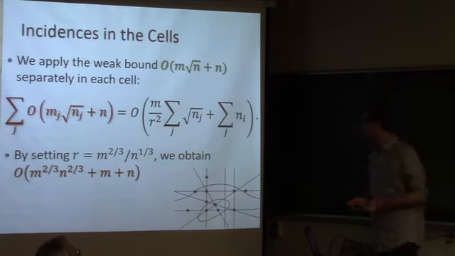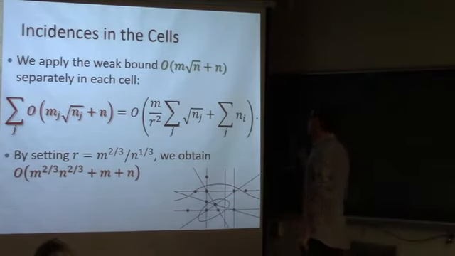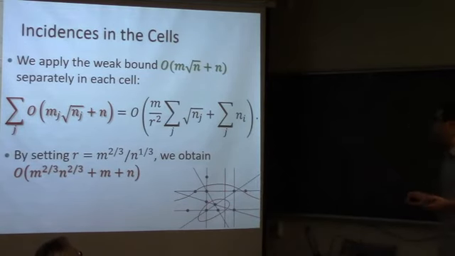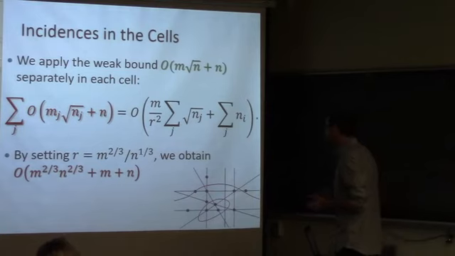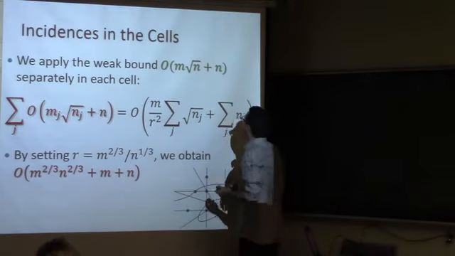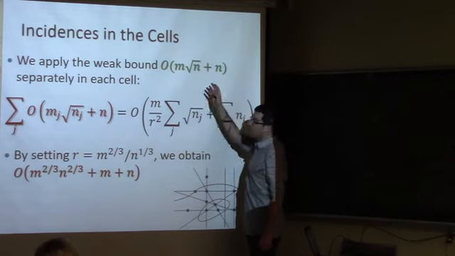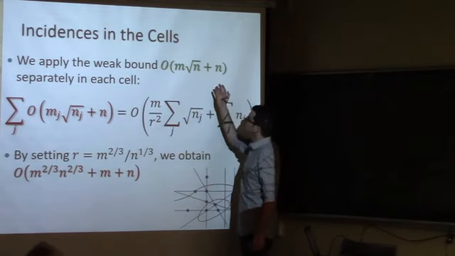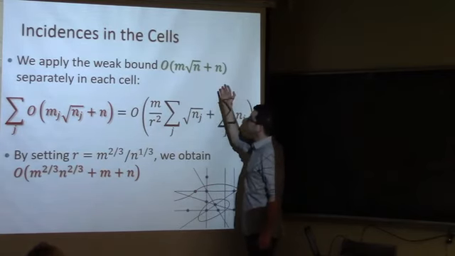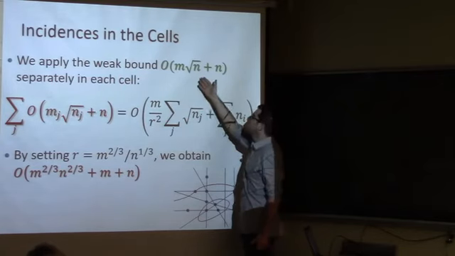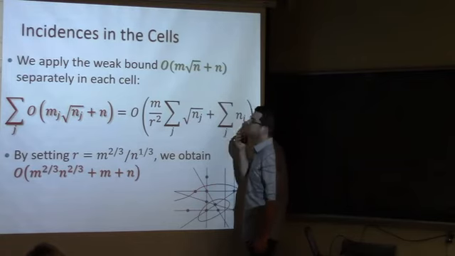Now, it might look weird. Why would applying the weak bound separately in each cell help us in any way? I don't have a lot of time to talk about it, but here's a 30-second intuition. So we have this weak bound. You can think of it, we have endpoints. So an average point sort of contributes square root of n to the bound, right? An average point contributes square root of the number of lines to the total incidence bound.